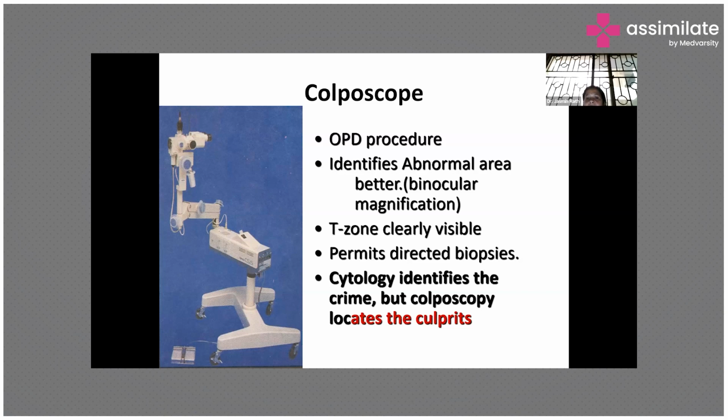We have two agents, Lugol's iodine and acetic acid, with which these lesions will be stained, and we can better identify them with the colposcope with magnified views. And clearly we can take a biopsy from there. With the colposcope, the transformation zone is also easily visualized, and during colposcopy we can take biopsies directly from the unstained areas of Lugol's iodine.